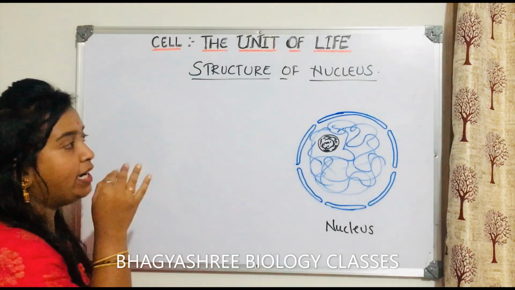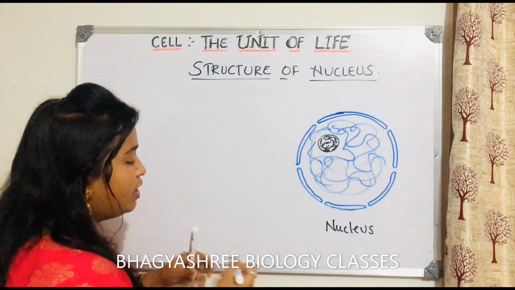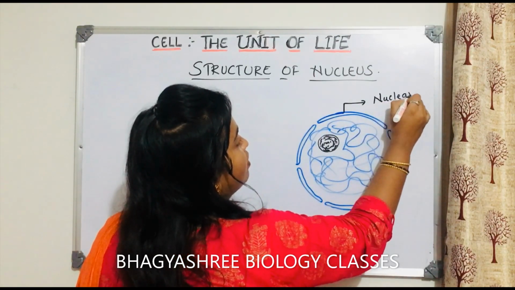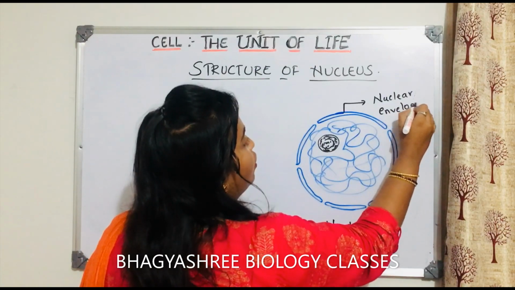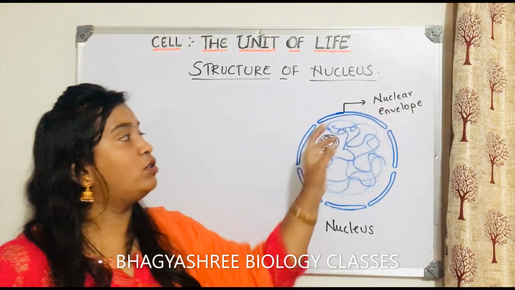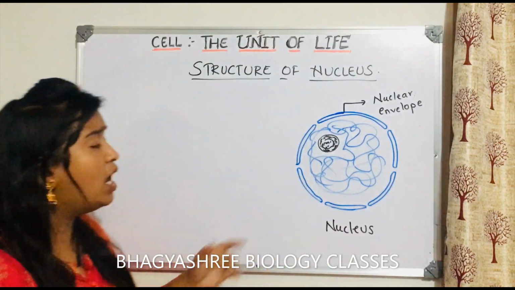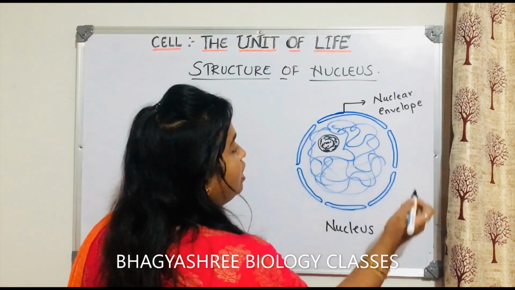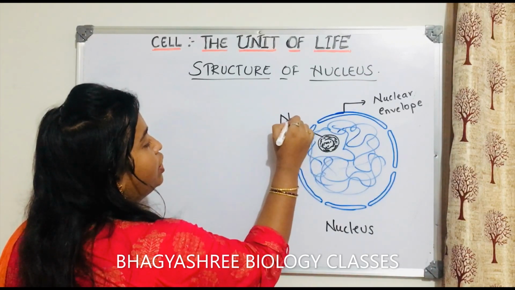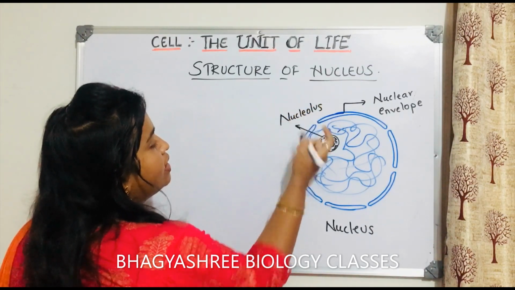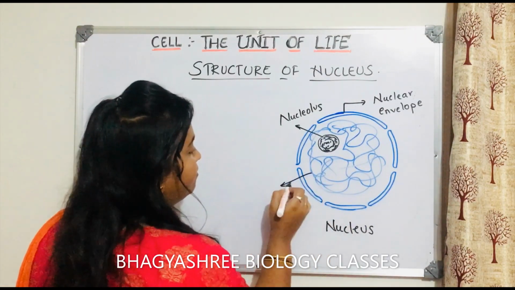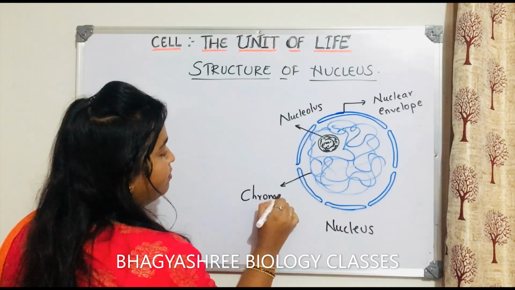Now, the main thing we need to understand about the nucleus is, first, the nuclear envelope. The nuclear envelope is made up of membranes, so we are going to talk about nuclear membranes first. After that, we'll talk about the internal structure. The second thing, we'll see the nucleolus. And this thread-like material which is found here, we call it chromatin.